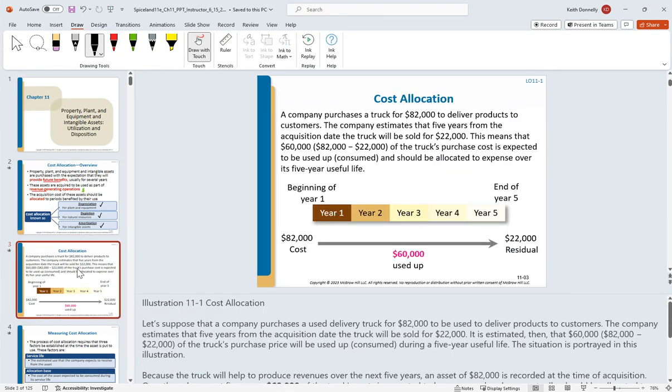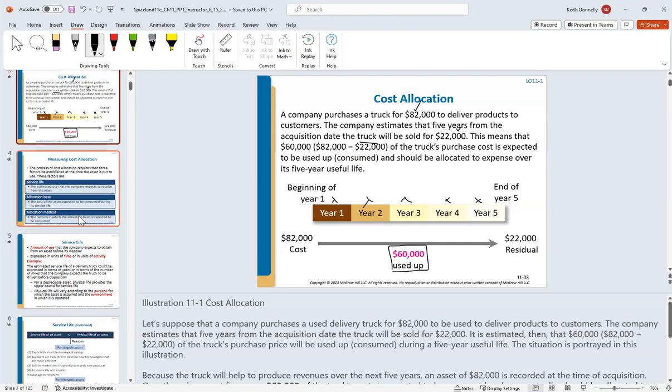Okay. So this is just showing you an example with a truck, right? Essentially, they buy it for 82. They think that it's going to last for 5 years and that they can sell it for 22. So, right, 82 on the front end, they sell it for 22 on the back end. That difference, the $60,000, that's what we're going to take as an expense, right? We'll spread it out over the useful life. In other words, we don't expense this truck up front when we buy it. Instead, we match it over the useful life.